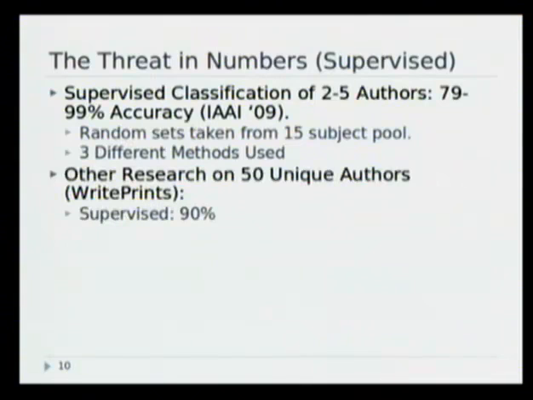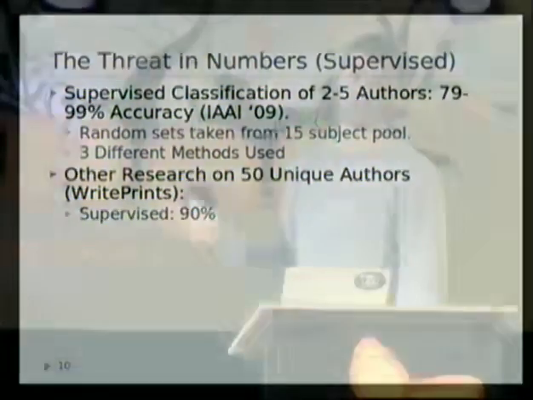We did some research looking at a 15-subject pool, and this is what most of my talk will be about in a moment. And we found that with 79 to 90% accuracy, you could identify who the author was of a small group of authors. Other researchers, again, the Write Prints folks, found with 50 unique authors, again, they're getting high marks of about 90% accuracy, which is significant.